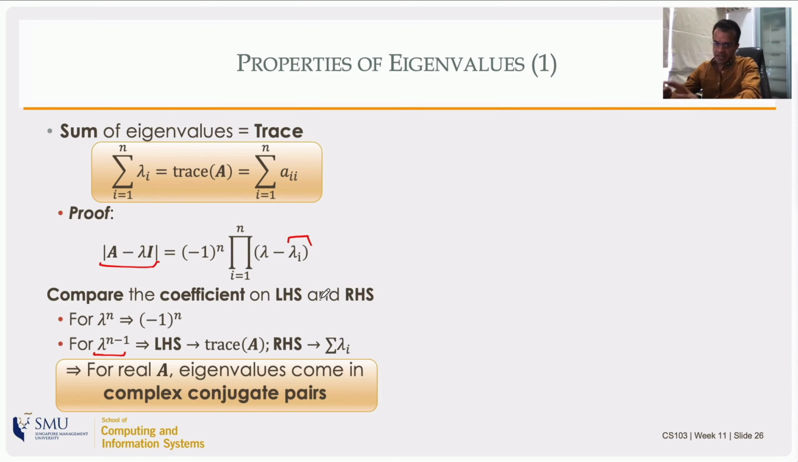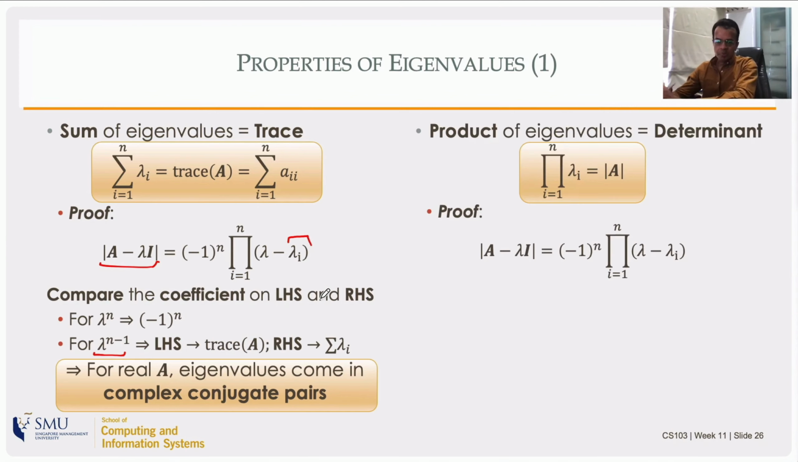Now that statement has a corollary that states that for a real matrix A, the trace is always real because all elements are real. That means if you have complex eigenvalues, they have to appear in complex conjugate pairs so that the imaginary parts will cancel off. That is one property, quite important and quite interesting.